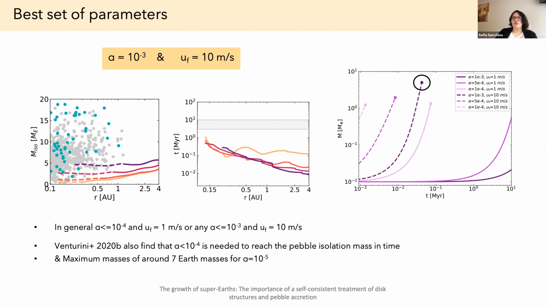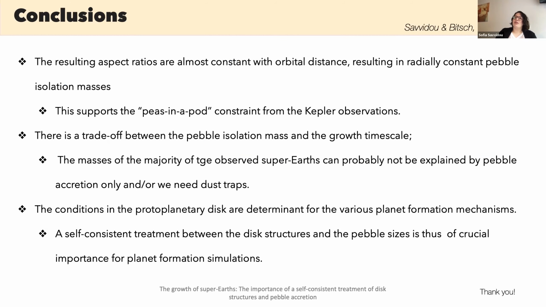I can already go to the conclusions to discuss it. So our conclusions are that, first of all, the resulting aspect ratios are almost constant with orbital distance. That means we have constant pebble isolation masses in the radial direction, and this supports the very recent suggested peas-in-a-pod constraint, where super-Earths in the same planetary system have similar masses and similar radii. We find a trade-off between the pebble isolation mass and the growth timescale.